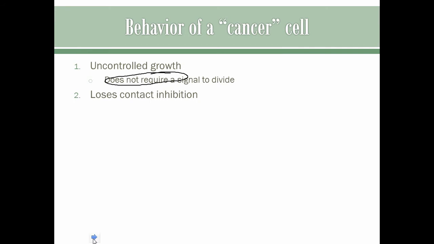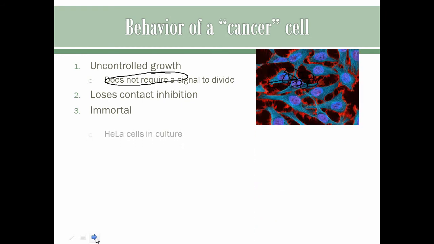Second, it loses what we call contact inhibition. Remember, with contact inhibition, once the cells were touching each other, they knew to stop. Okay, cancer cells don't care if they're touching another cell. They continue to divide and divide and divide continually. So it loses that mechanism to stop.